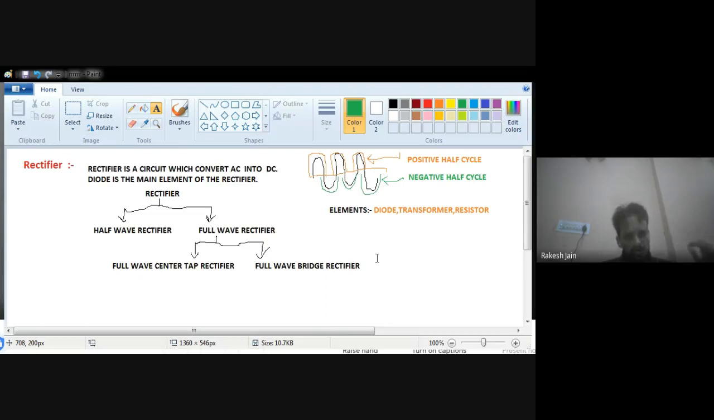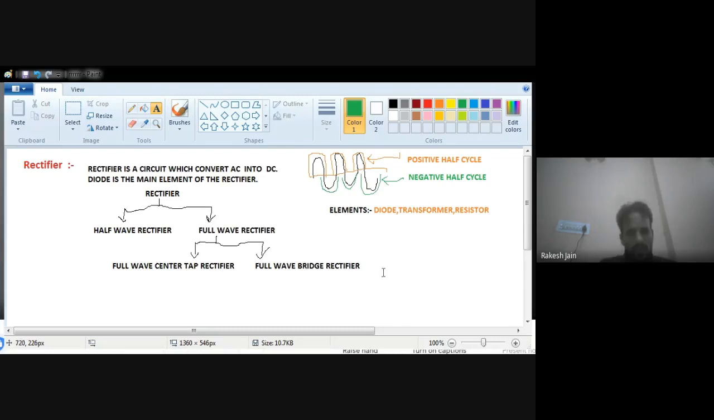Whenever the input supply, that is the AC supply, is provided, and at the output we find only the half cycle, let's suppose only the positive half cycle, that is known as a half-wave rectifier. And in a full-wave rectifier, we find only positive half cycles: at the place of the negative half cycle, we also find the positive half cycle.